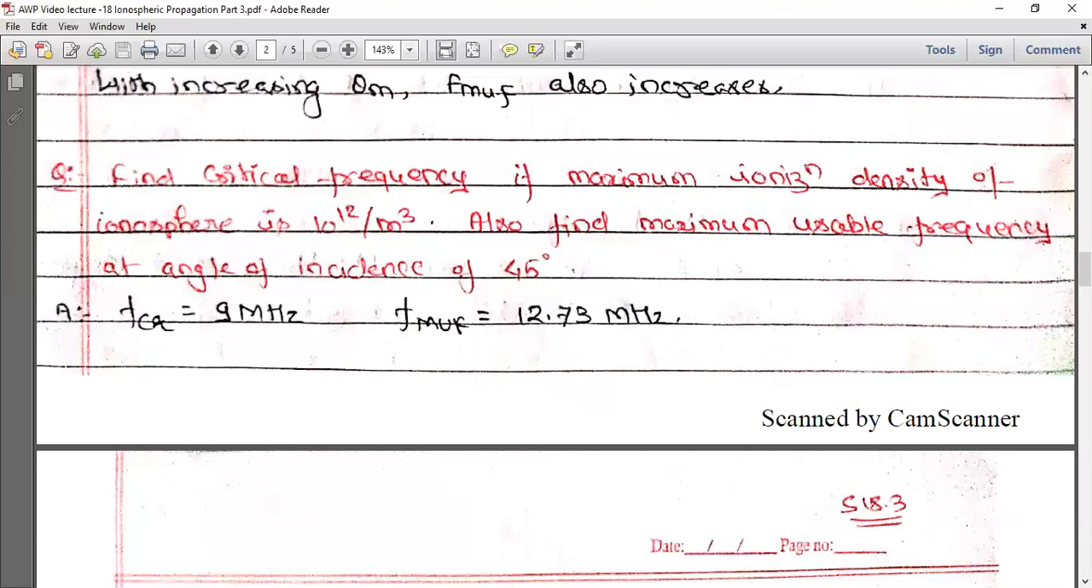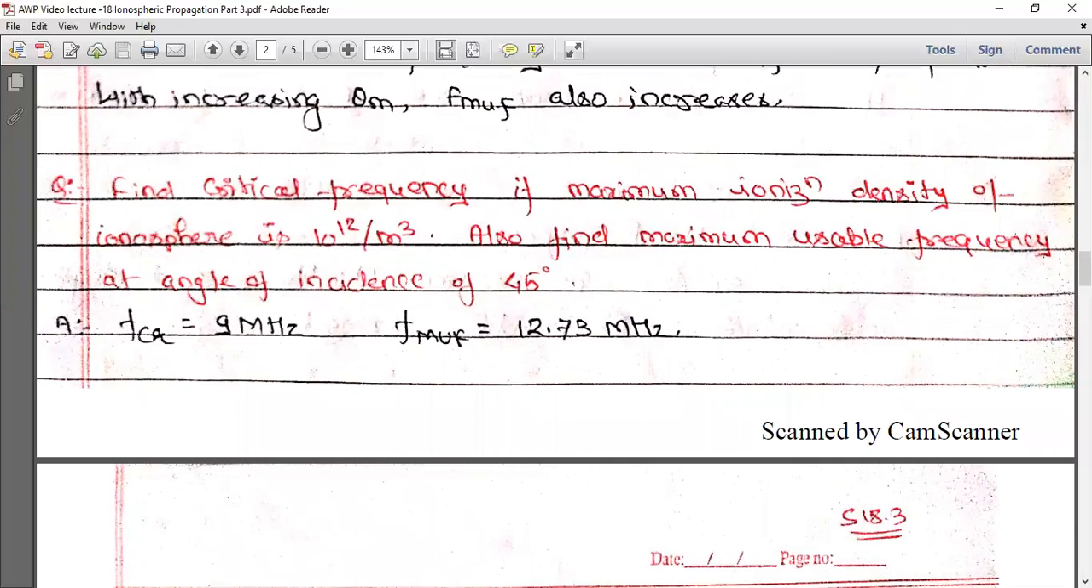The next question is to find the maximum usable frequency at an angle of incidence of 45 degrees. We have already derived that. What is maximum usable frequency? This is the largest frequency which can be incident at this particular angle, 45 degrees in this case, and will reflect back from the ionosphere. No frequency more than this value will be reflected from the ionosphere. They will all pass through the ionosphere and will not be received back.